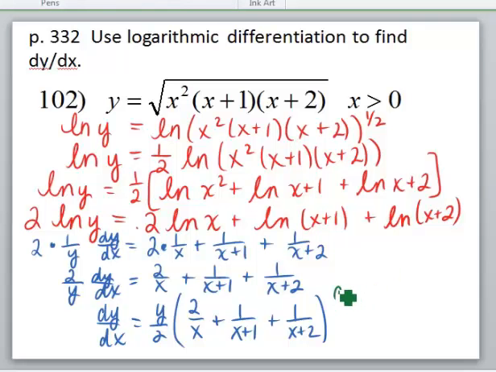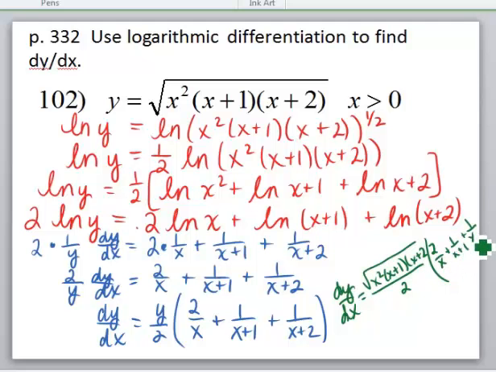So our dy over dx, and I'm going to try to squeeze this in on the screen. The y is this whole part right here. So I have the square root of x squared times x plus 1 times x plus 2 all over 2 times 2 over x plus 1 over x plus 1 plus 1 over x plus 2. So that would be my final solution right here.